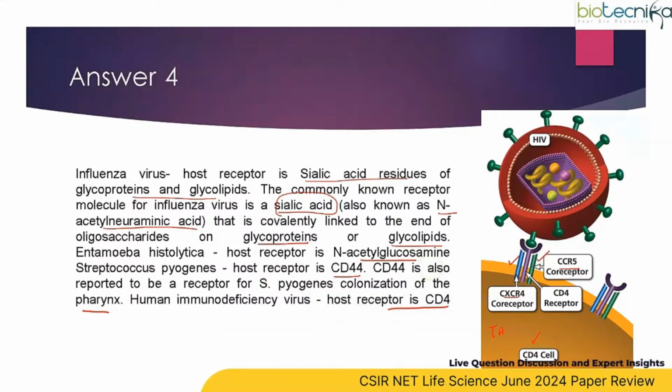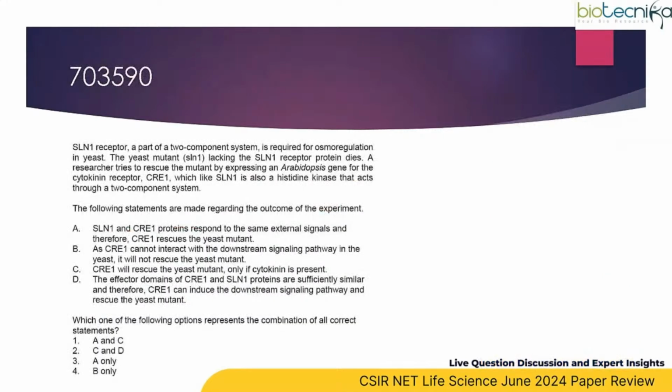So this is about the interactions between the microorganisms and the receptors. Next question is 703590. SLN1 receptor, a part of two-component system, is required for osmoregulation in yeast.